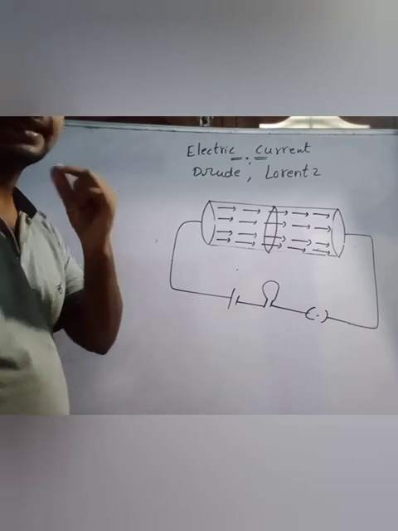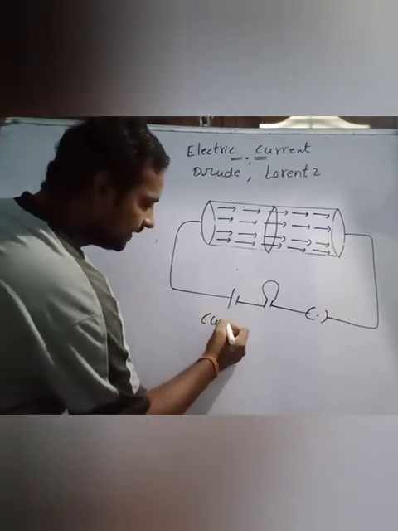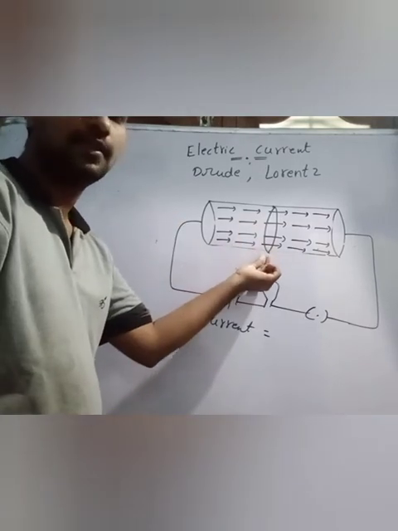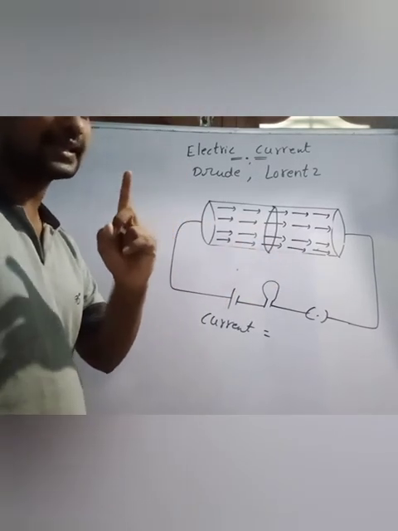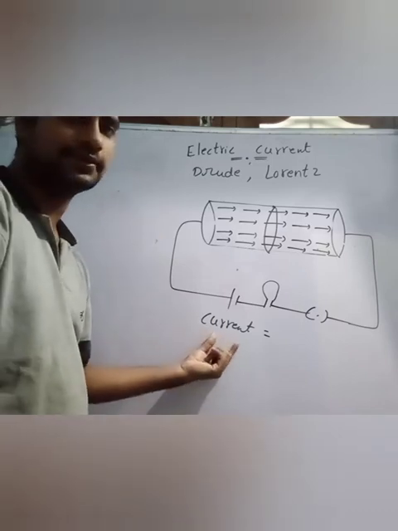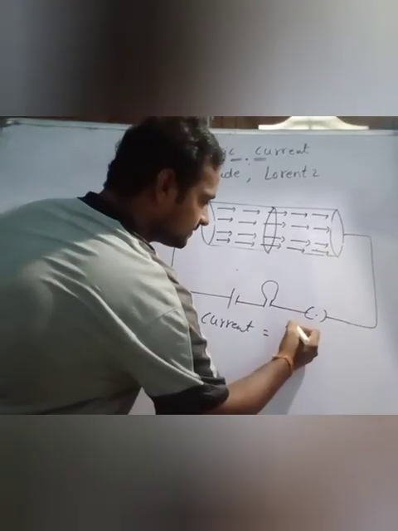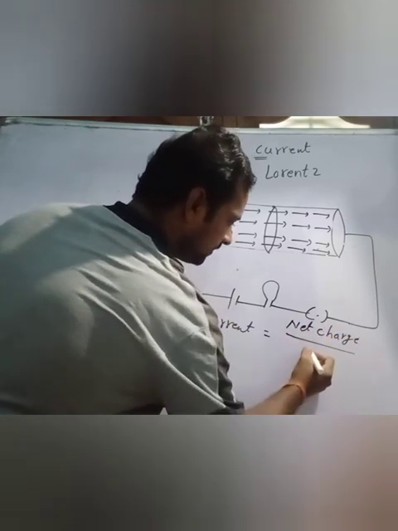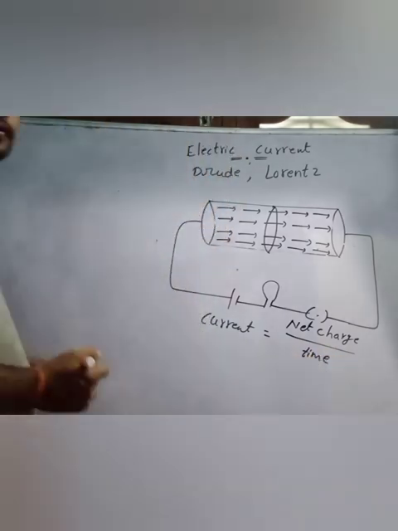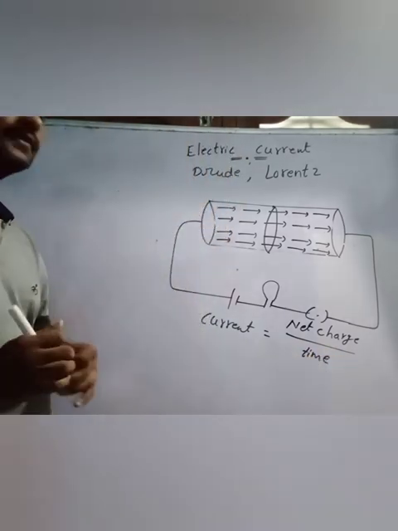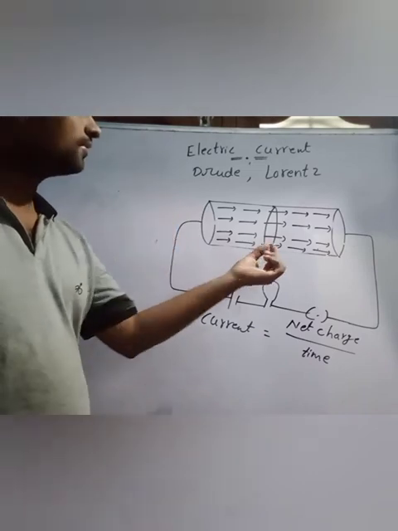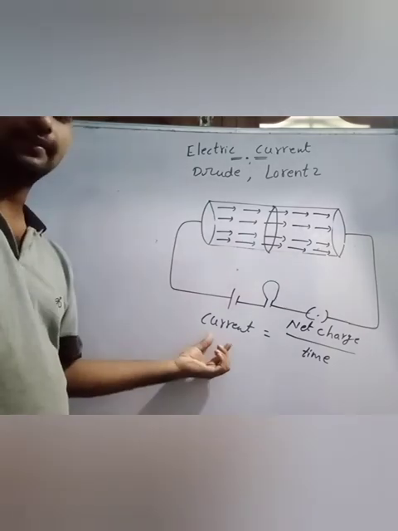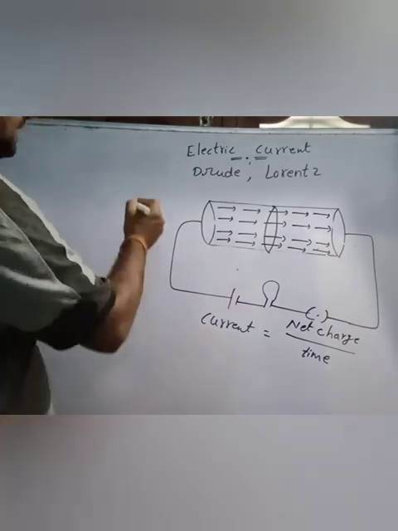So what is the current? Current is simply the net charge passing through a cross section in 1 second. Net charge by time is called electric current. Clear, all of you? So what is electric current? The net charge passing through this cross section in 1 second is called simply current. Current is generally represented by I.